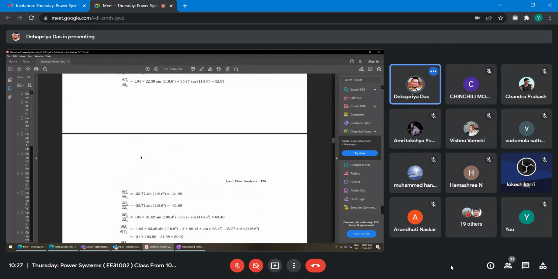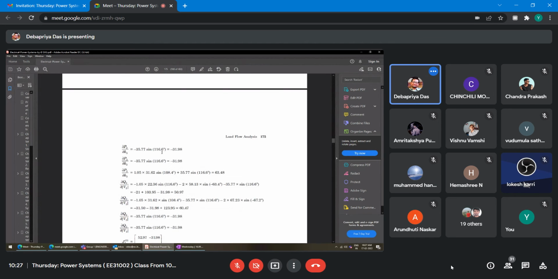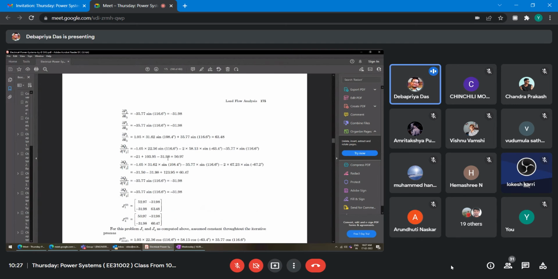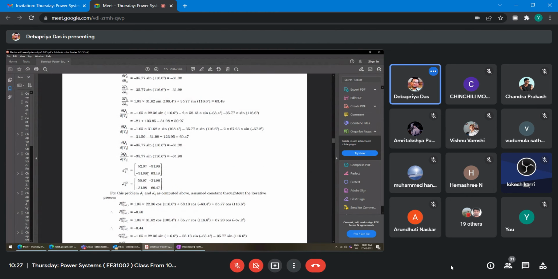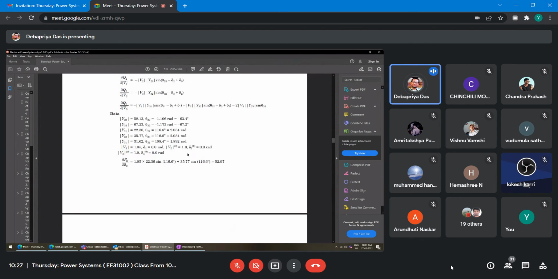You calculate your delta P2 upon delta, substitute all, you will get this value. Similarly for delta P3, all these things you have to compute. After that, the starting value of J1 0 is this much, because this is delta P2 upon delta delta 2, delta P2 upon delta delta 3, this is delta P3 upon delta delta 2, this is delta P3 upon delta delta 3. And this is J1 0 and this is J4 0. So all these elements are computed, and this matrix is given.